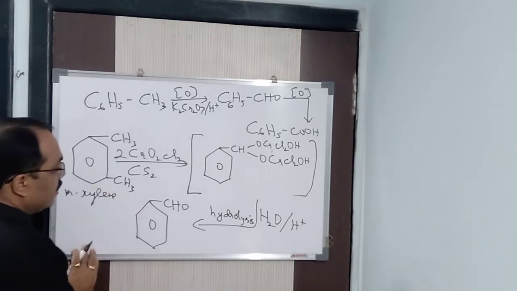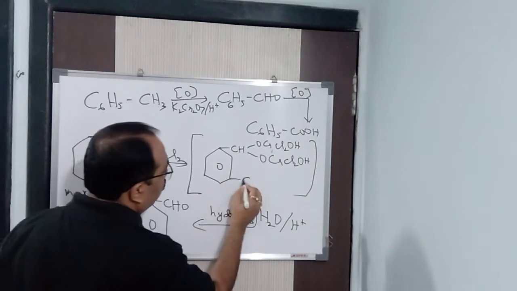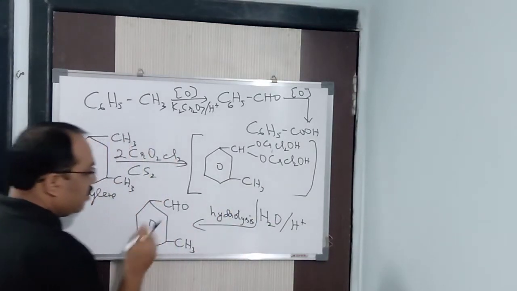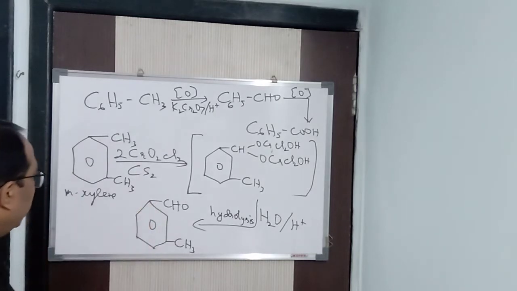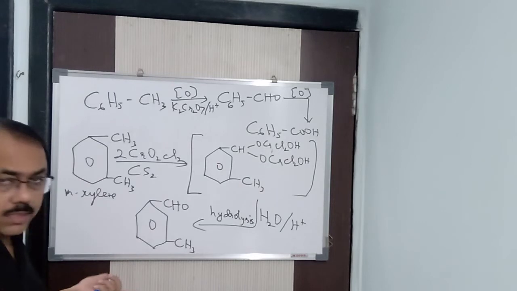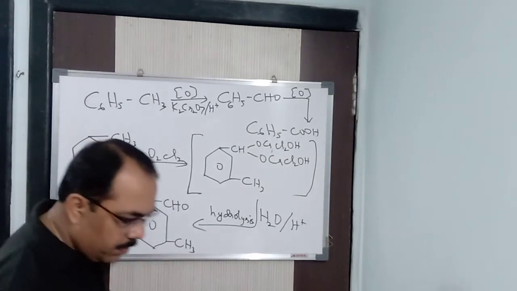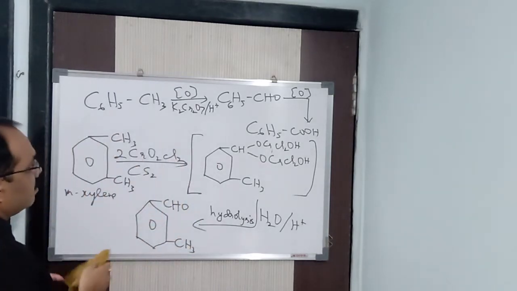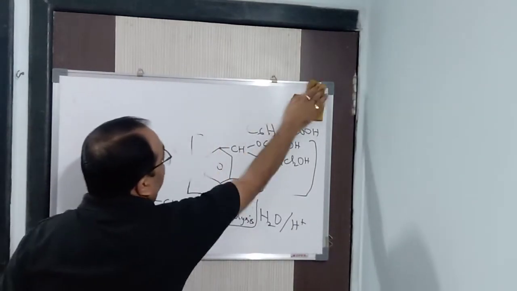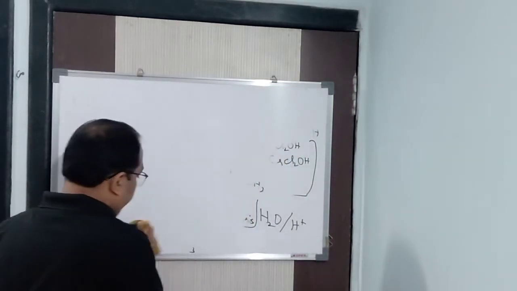Alright, if you take meta-xylene, then you will have a CH3 group here, and also a CH3 group here. So this is meta-methyl benzaldehyde, or you can say meta-tolualdehyde. I will be getting it. That also can be done. Clear? It is possible. In this way, this is known as Etard's reaction. Okay, fine. Now, the next reaction we will see.